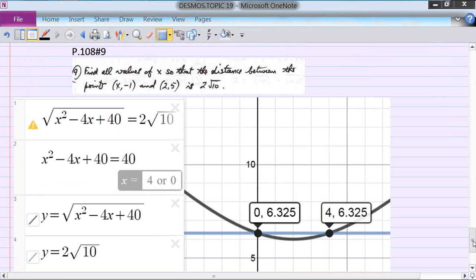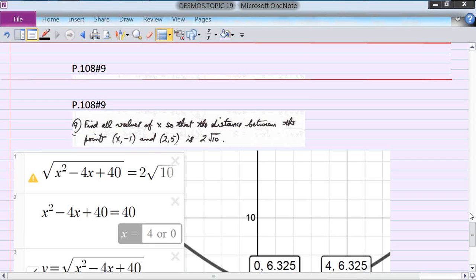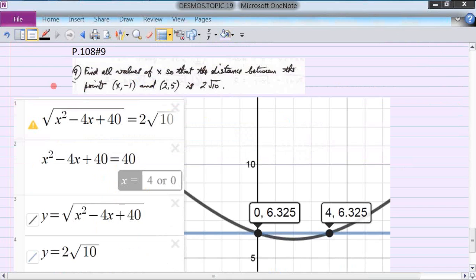So this completes our discussion on topic 19 and its application to Desmos.